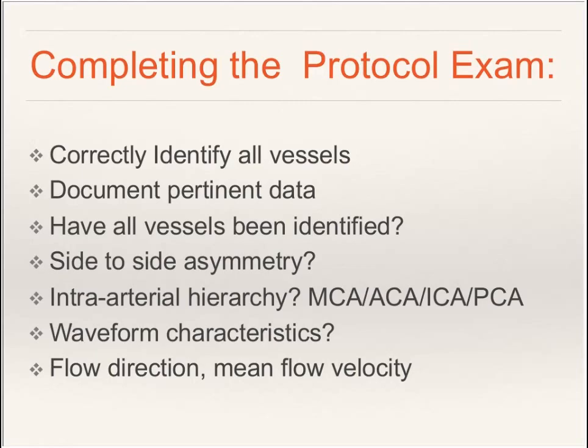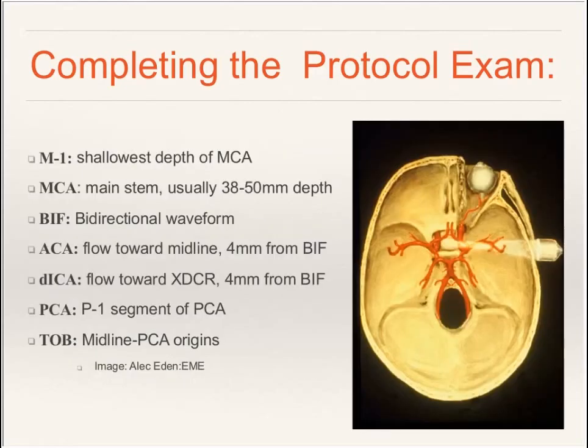Is there side-to-side asymmetry? We normally expect under normal conditions for the MCAs to be very similar, the ACAs as well, and we expect to see this hierarchy. Are the waveform characteristics what you would expect? And is the flow direction and the mean flow velocity within the limits you would expect?